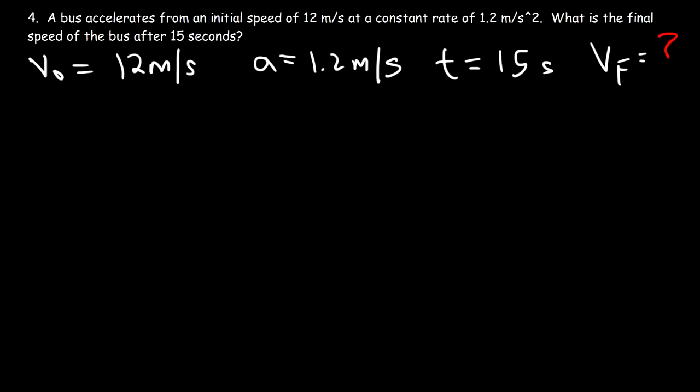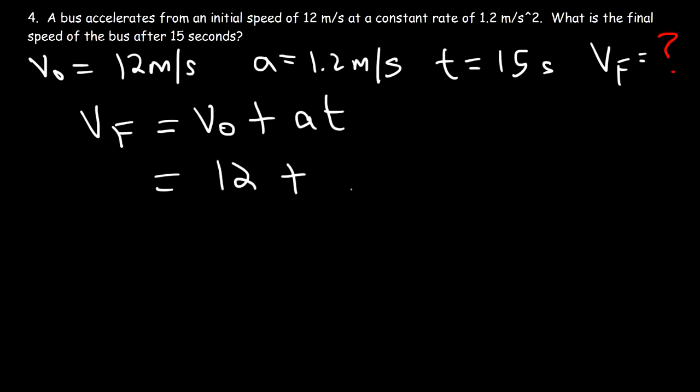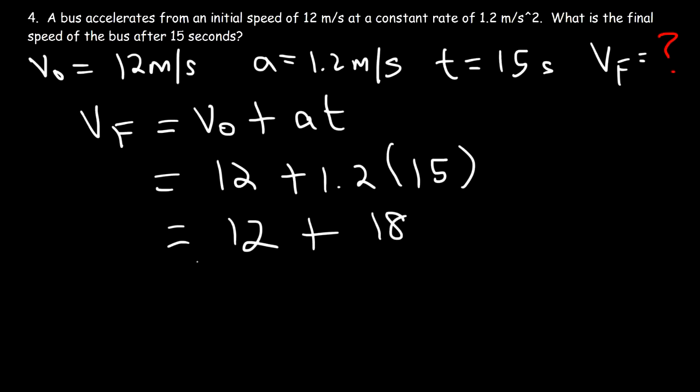Therefore, we can use the same exact equation as the one we used in the last problem. So VF is equal to V initial plus AT. The initial speed is 12, the acceleration is 1.2, and the time is 15 seconds. So first, let's multiply 1.2 by 15. 1.2 times 15 is 18, and 12 plus 18 is 30. So the final speed is 30 meters per second.